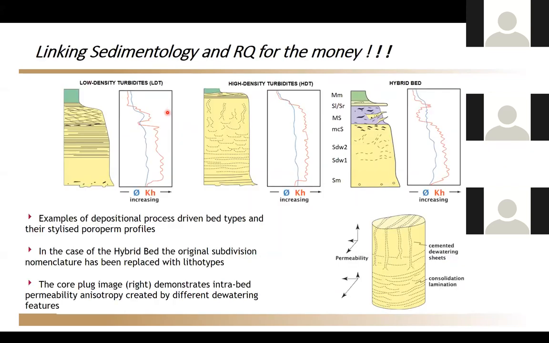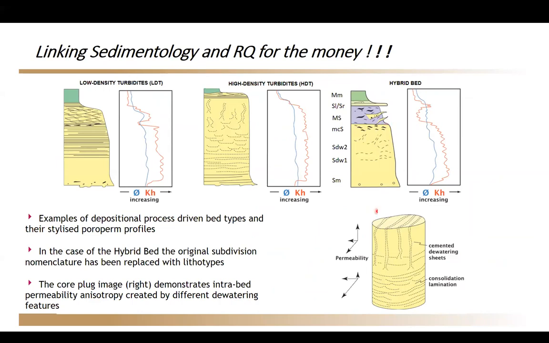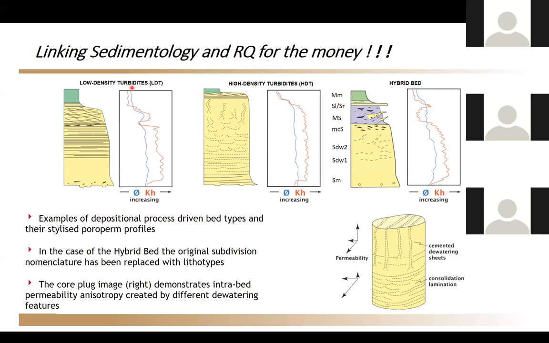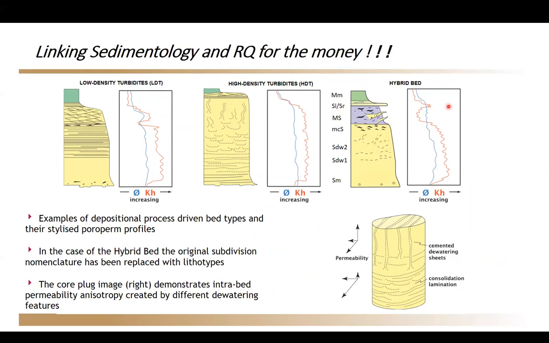So let us summarize it. If I have, for example, three different depositional processes within the same depositional framework of deep marine turbidite: low density turbidite, high density turbidite, and hybrid turbidite, all three systems within the same depositional complex, and they have the same porosity permeability profile as you see here and here. Let us take the example of the hybrid bed. As you know, the hybrid bed is a type of sediment gravity flow consisting of amalgamated multiple flow processes, including debris flow, turbidity flow, and transitional flow.